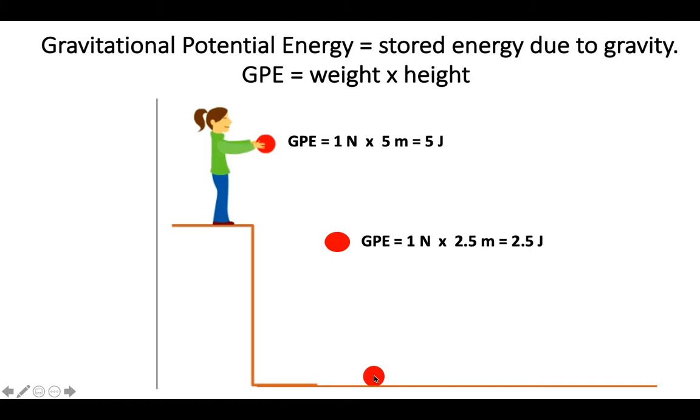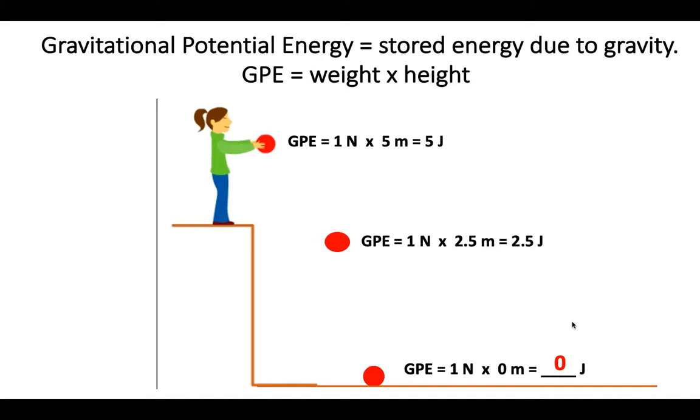What about down here at the bottom? Does it have the potential for gravity to pull it down? Of course not. It's sitting on the ground. If something's sitting on the ground, it can't be pulled down by gravity. There's no potential for gravity to do anything. Gravity's already done its thing. Let's calculate this. The ball still has a weight of 1 Newton, but now it's 0 meters off the ground. 1 times 0, that is 0 joules. There is no gravitational potential here because gravity can't pull something down when it's already down.